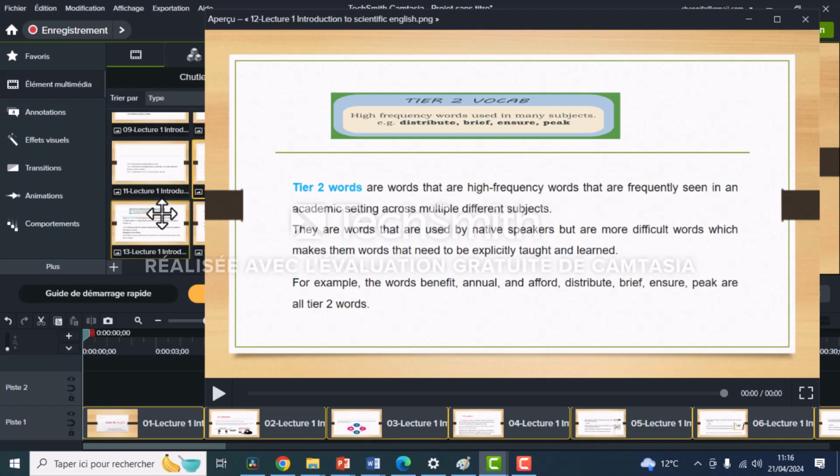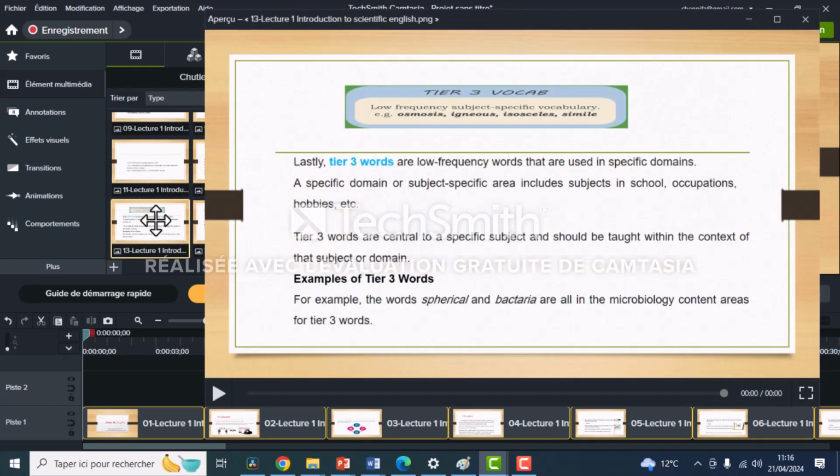In addition, we have what we call the tier 3 words, which are low frequency words that are used in specific domains. For example, using the words spherical and bacteria in the microbiology content area.